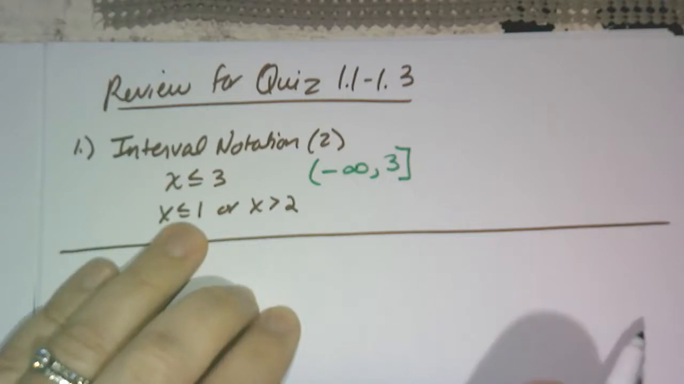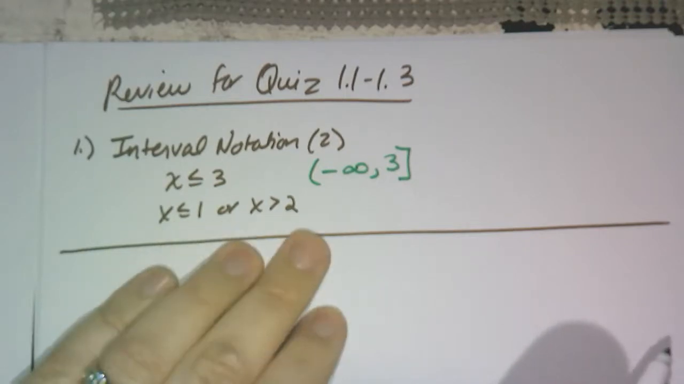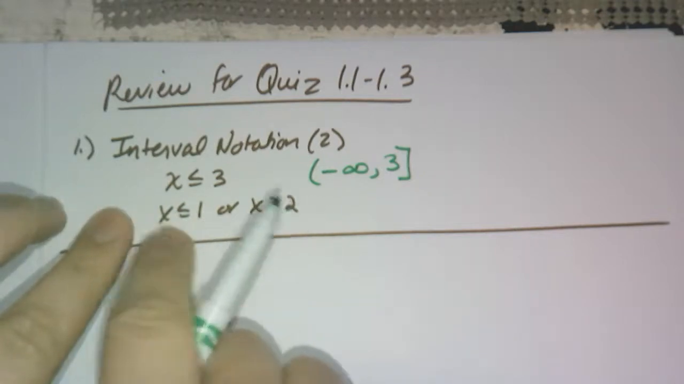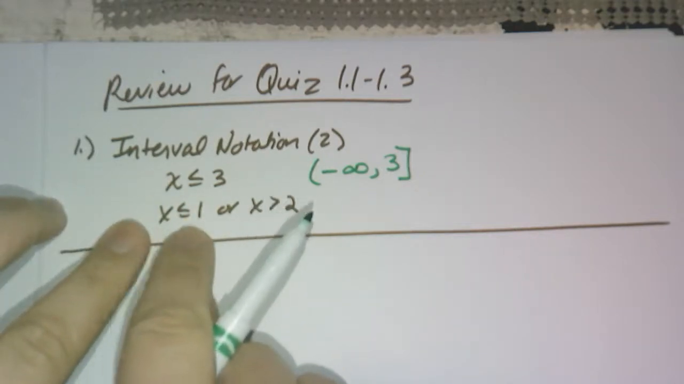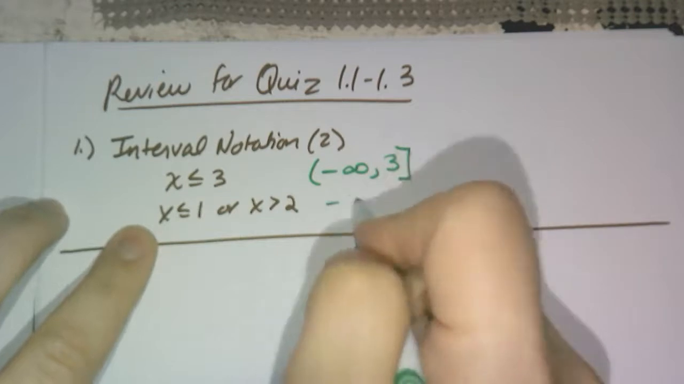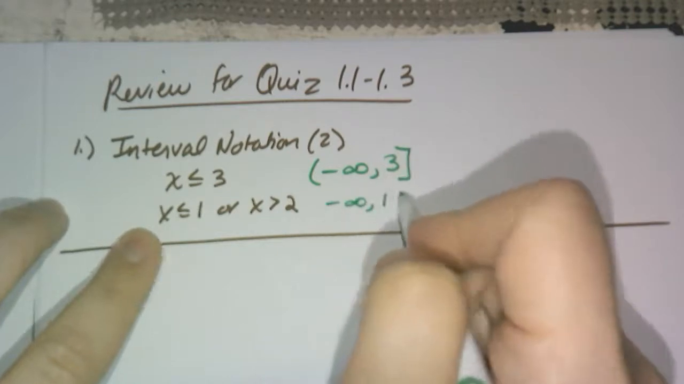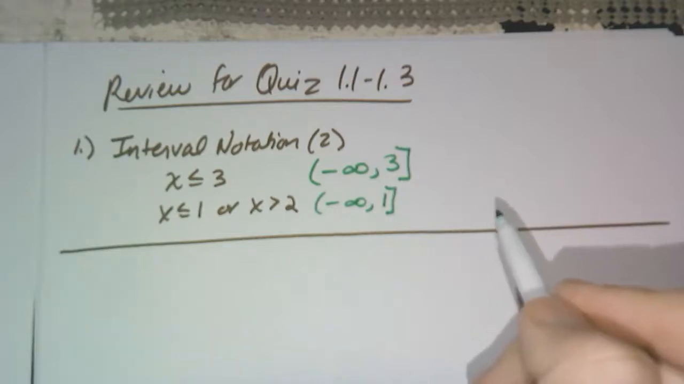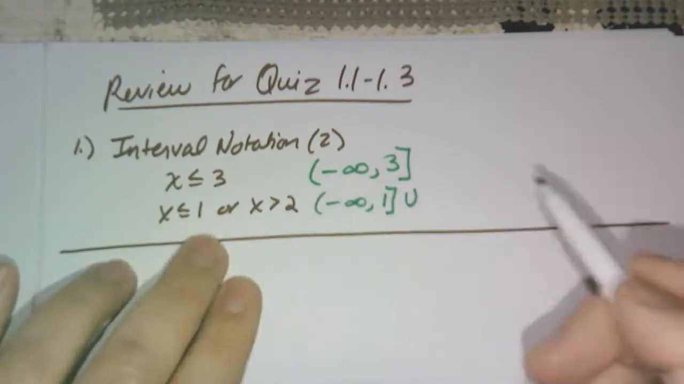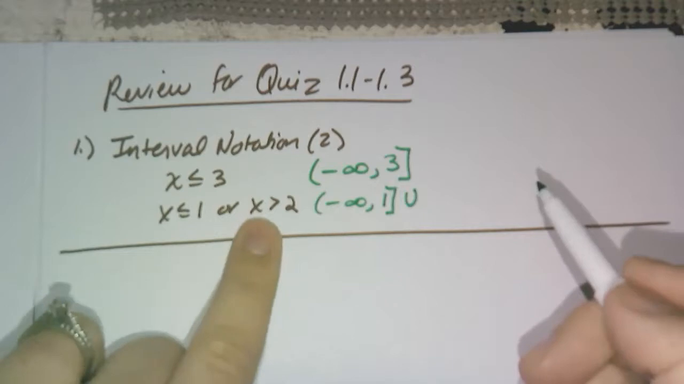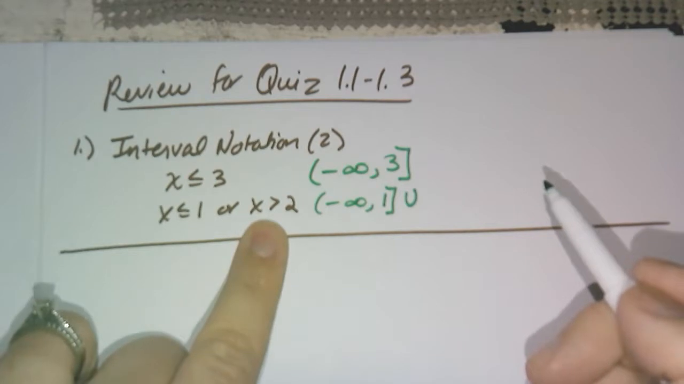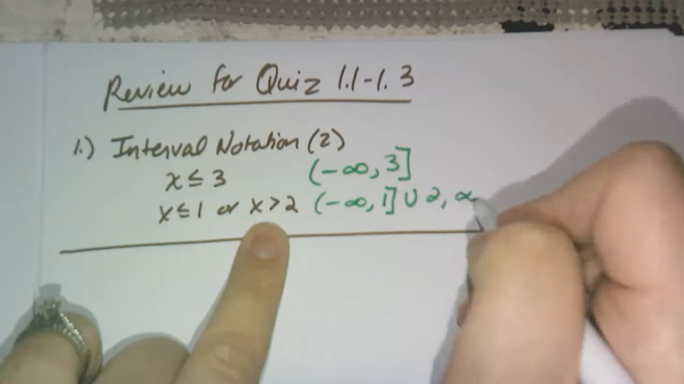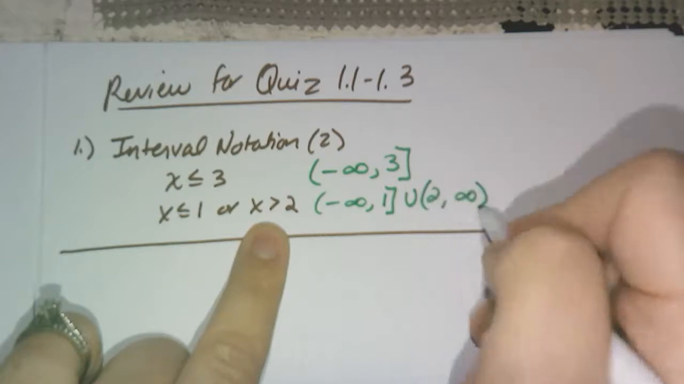X is less than or equal to 1, or x is greater than 2. How do I write just this one? What is the lowest value that x could be if x was less than or equal to 1? Negative infinity to where? 1, parenthesis, bracket. Then you would write union. Then how do you write x is greater than 2? What would be the lowest value that x could be? 2, to where? Infinity. There you go. And then they both are non-included.